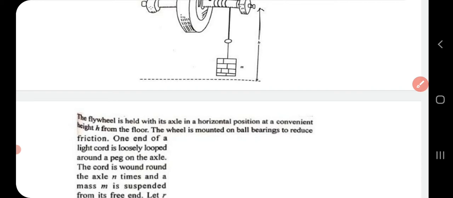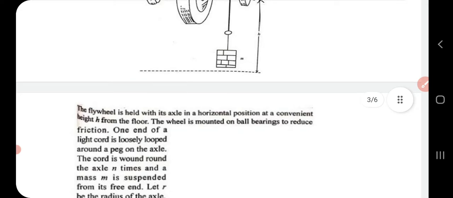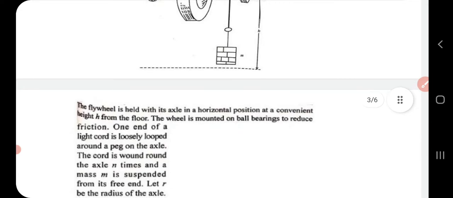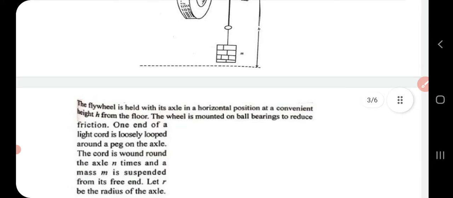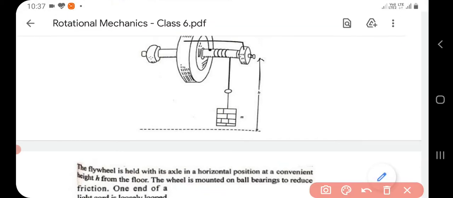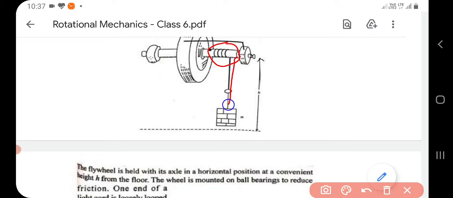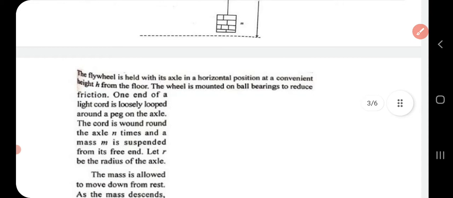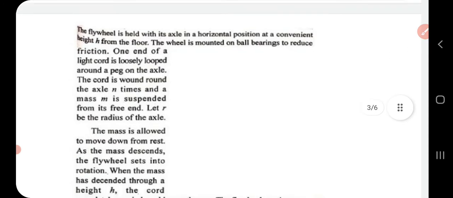So to reduce friction, the wheel is mounted on ball bearings. One end of the light cord is loosely looped around a peg on the axle. The cord is wound round the axle n number of times and a mass m is suspended from its free end. That is what I have just told. That is a cord. It is wound over this axle. See, the cord is wound over this axle n number of times and at the free end you can see a mass m suspended at a height h from the ground. Now let r be the radius of the axle.